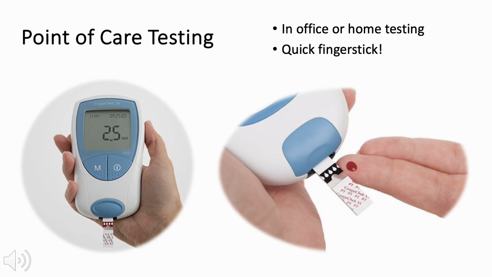We can, of course, send a venipuncture sample to detect the patient's PT and INR, but we can also do point-of-care testing, which means right here and now. This can be done in the office with a quick finger stick, and even can be done for at-home testing.